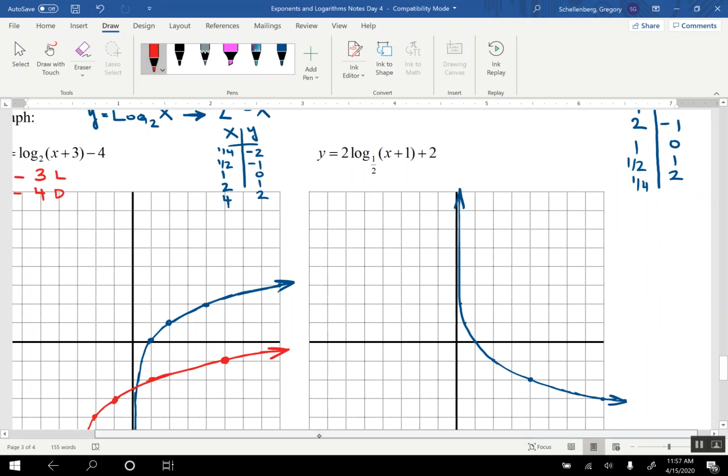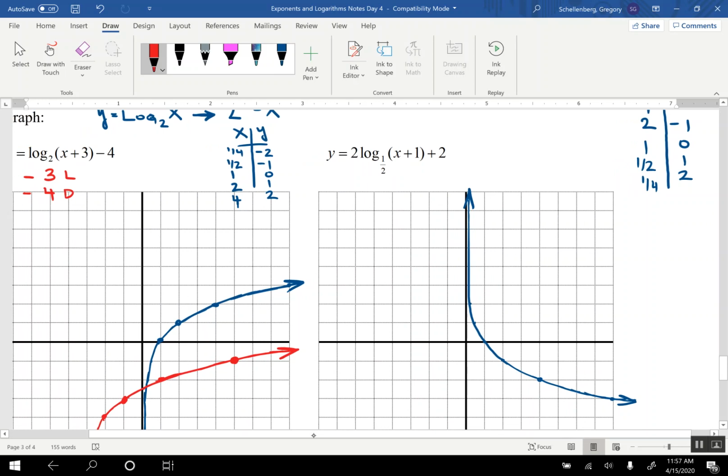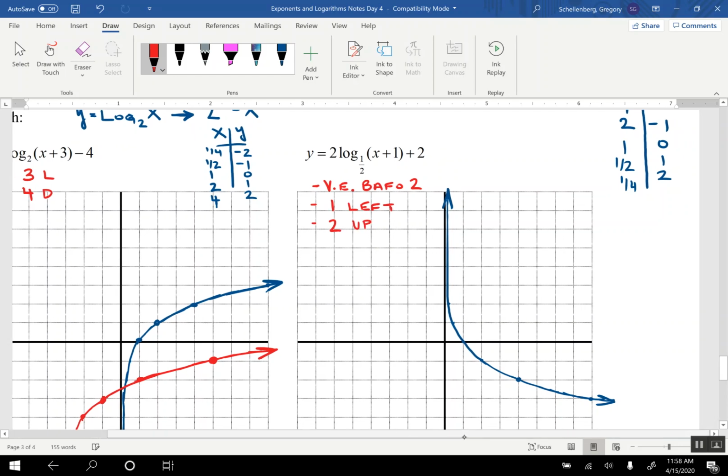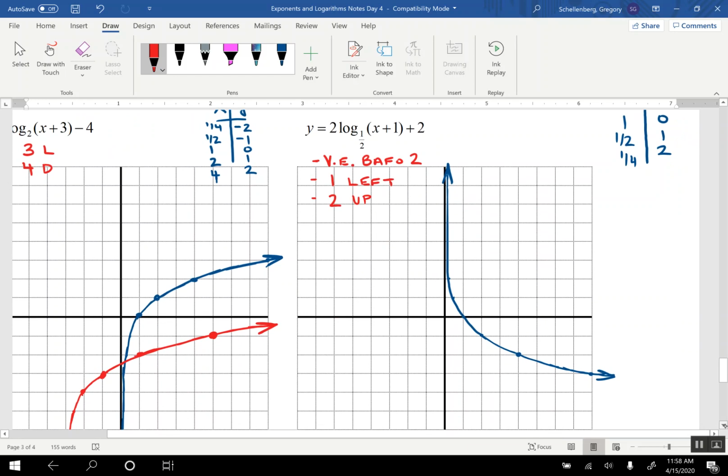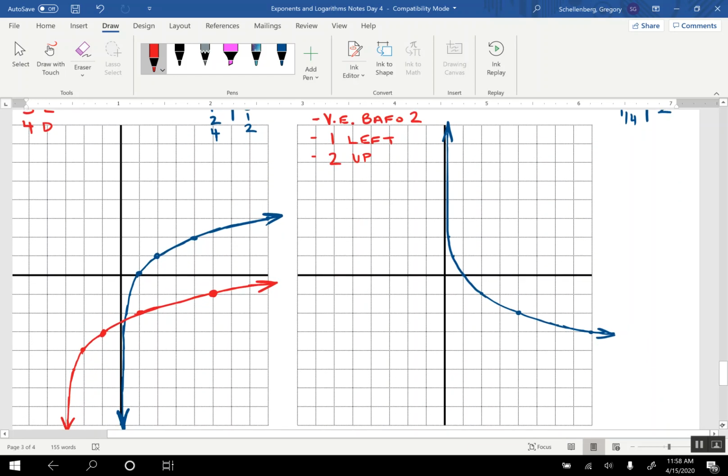And so what's happened here? Well, we've got an a value of 2, so vertical expansion by a factor of 2. And then a shift of 1 unit left and 2 units up.